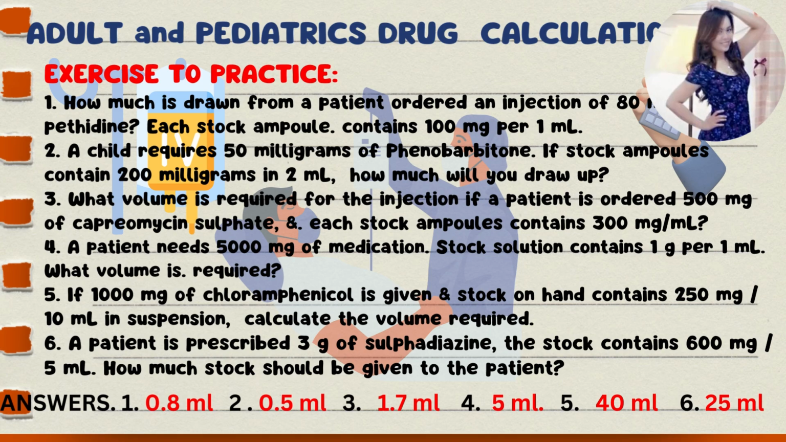Four, a patient needs 5,000 milligram of medication. The stock solution contains 1 gram per 1 ml. What volume is required? Five, if 1,000 milligram of chloramphenicol is given and the stock on hand contains 250 milligram per 10 ml in suspension, calculate the volume required. Six, a patient is prescribed 3 grams of sulfadiazine. The stock contains 600 milligram per 5 ml. How much stock should be given to the patient? There are answers below for your reference, but you have to calculate each question.